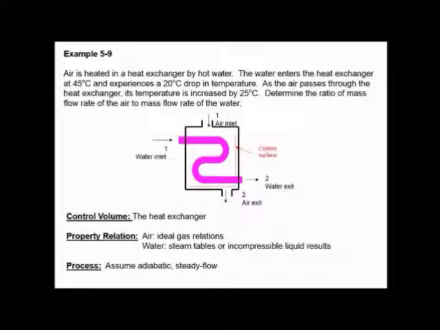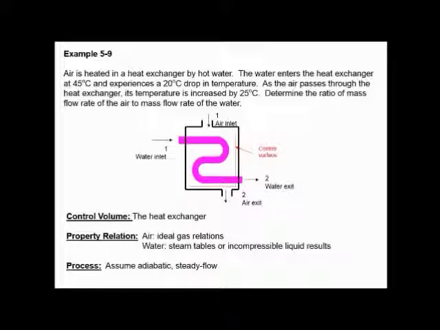Now one more example regarding the heat exchanger. Air is heated in a heat exchanger by hot water. The water enters the heat exchanger at 45 degree centigrade and experiences a 20 degree drop in temperature. So the question goes like this: as the air passes through the heat exchanger, its temperature is increased by 25 degree. You have to determine the ratio of the mass flow rate of the air to the mass flow rate of the water. So the diagram will explain how to solve the problem.